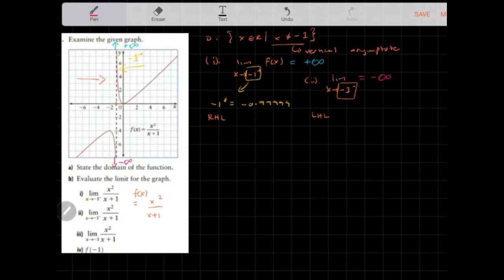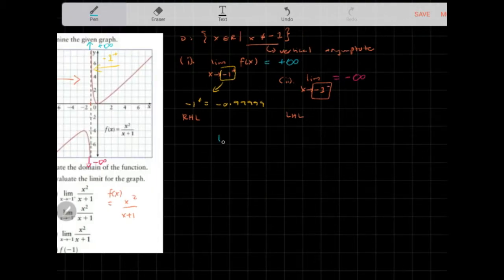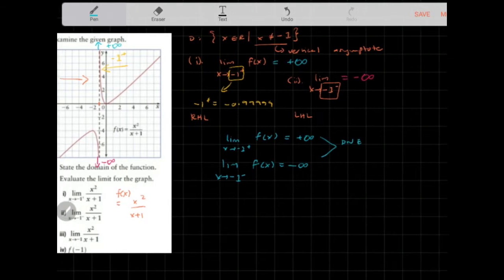Okay, so off the bat you can notice that the left and right-handed limits are not equal to a finite value, and they're also equal to infinity. So because the right-handed limit is equal to positive infinity and the left-handed limit is equal to negative infinity, both of these cases don't exist. It doesn't exist because it's not a finite value.